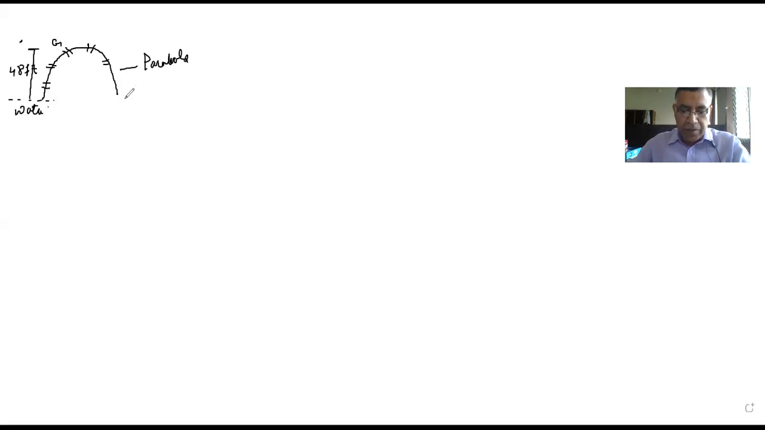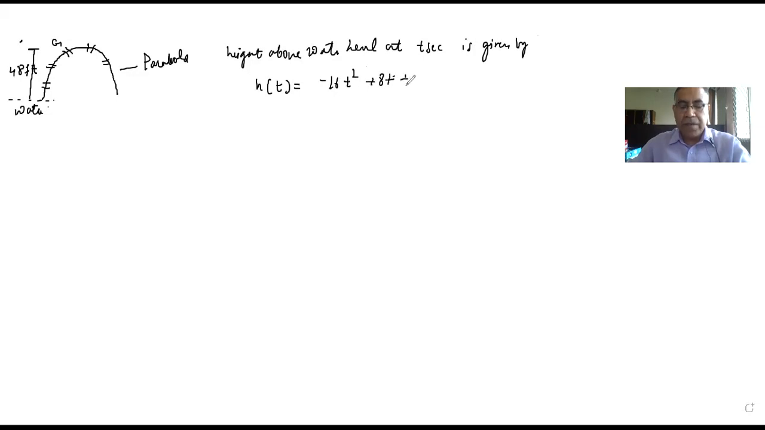So her height above the water level at any time t second. So ध्यान देना, height above water level at t seconds is given by this equation. h(t) is equal to minus 16t square plus 8t plus k. This is the height given by. Clear? At any time t, the height of the girl is given by this equation.